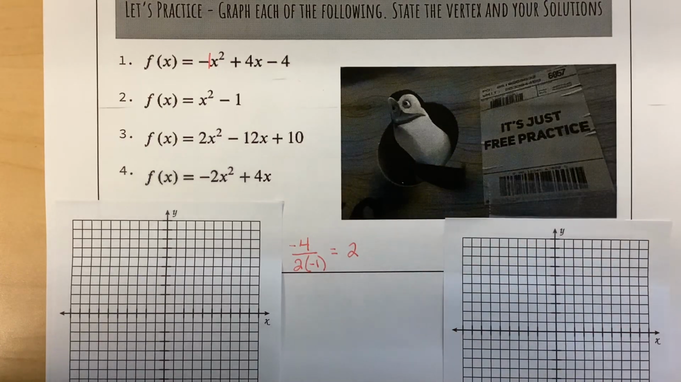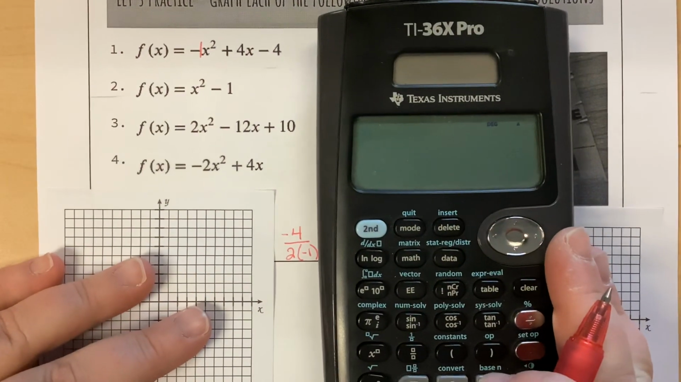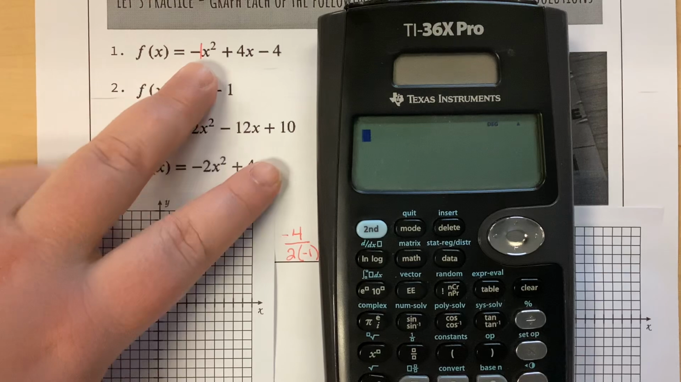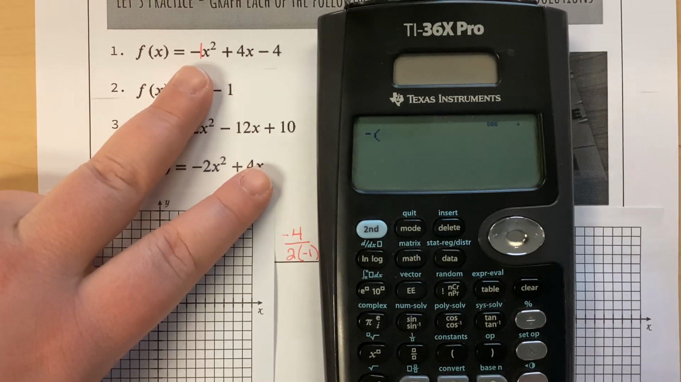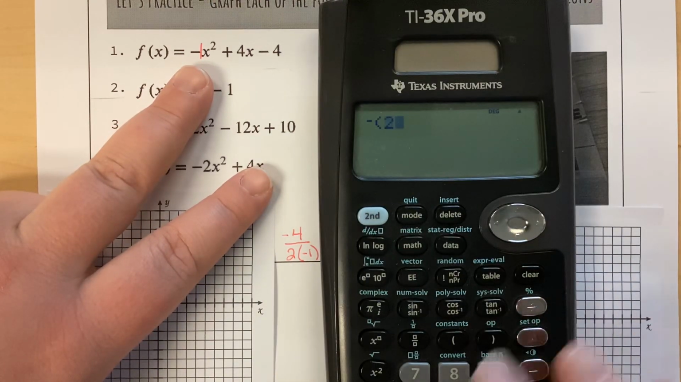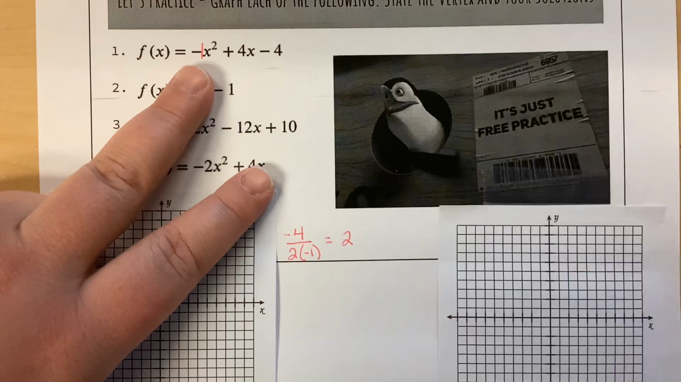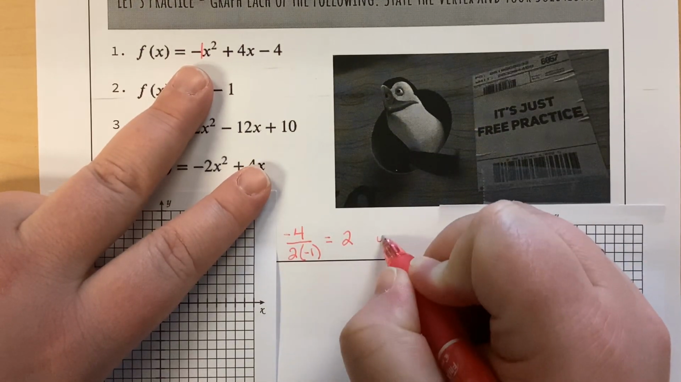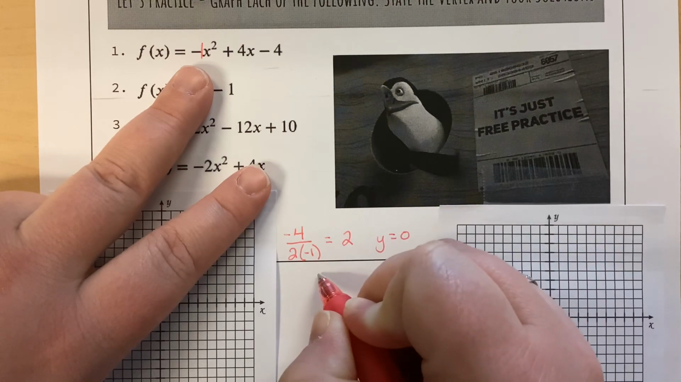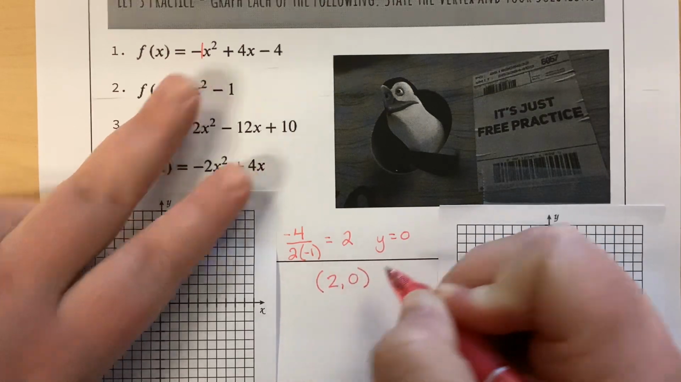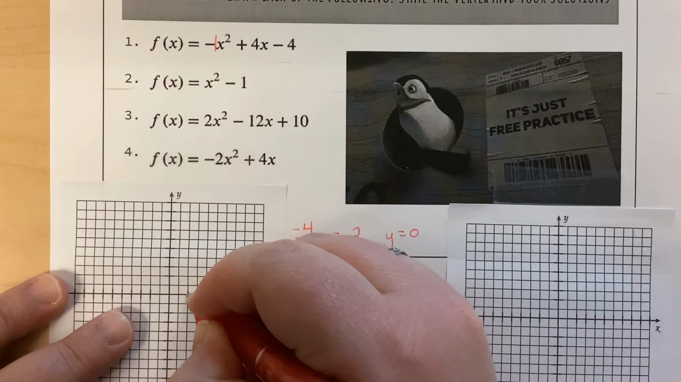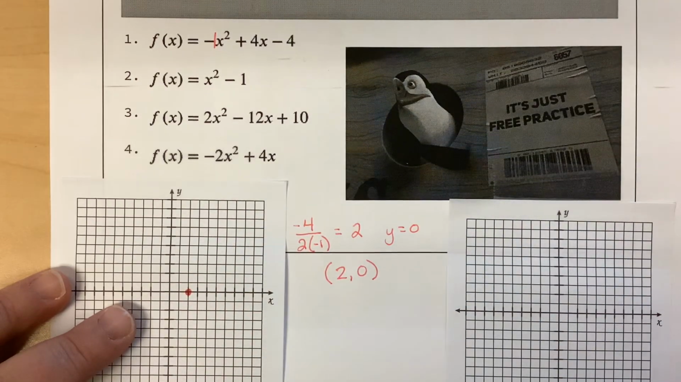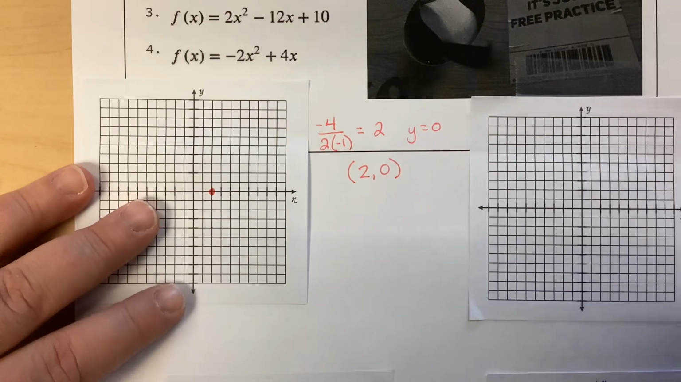So I'm going to take my calculator and plug that in. So I've got negative, and then it was 2 squared, plus 4 times 2, minus 4. And I get 0. So that means my y is 0. My vertex is 2, 0, which is right here. Okay, now we have to find 4 more points. So we're going to create a table.